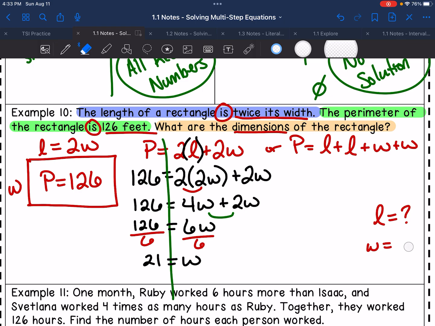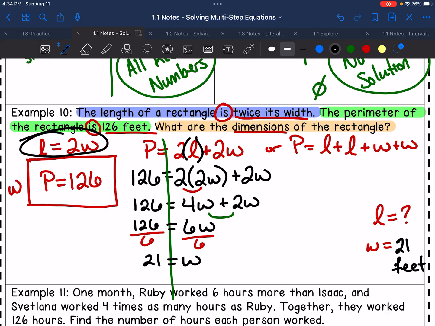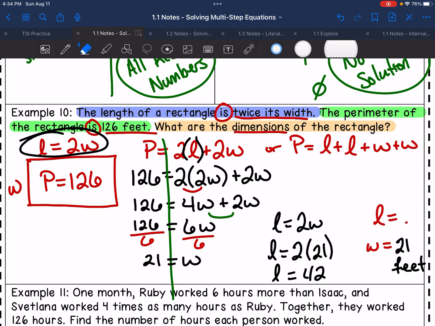So I have found my first answer. I have found that my width is 21 feet, because we're talking feet for this problem. Now I need to find the length. So going back, we said the length is equal to twice the width. So if the length is equal to 2 times W, that means the length is equal to 2 times 21. So my length is 42. So my length, I'm going to put 42 feet.